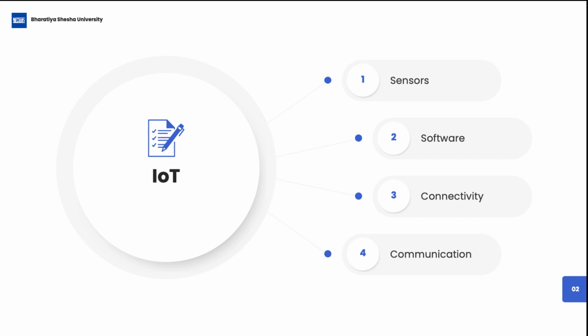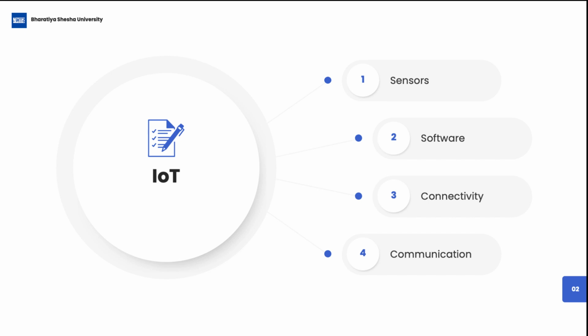Sensors. These are the foundation of IoT devices. Sensors actually gather data from the physical world such as temperature, humidity, light, motion and more. This raw data is the starting point of all IoT applications. The second is the software. IoT devices have software compatibility, and thus these devices can be connected and controlled via software.